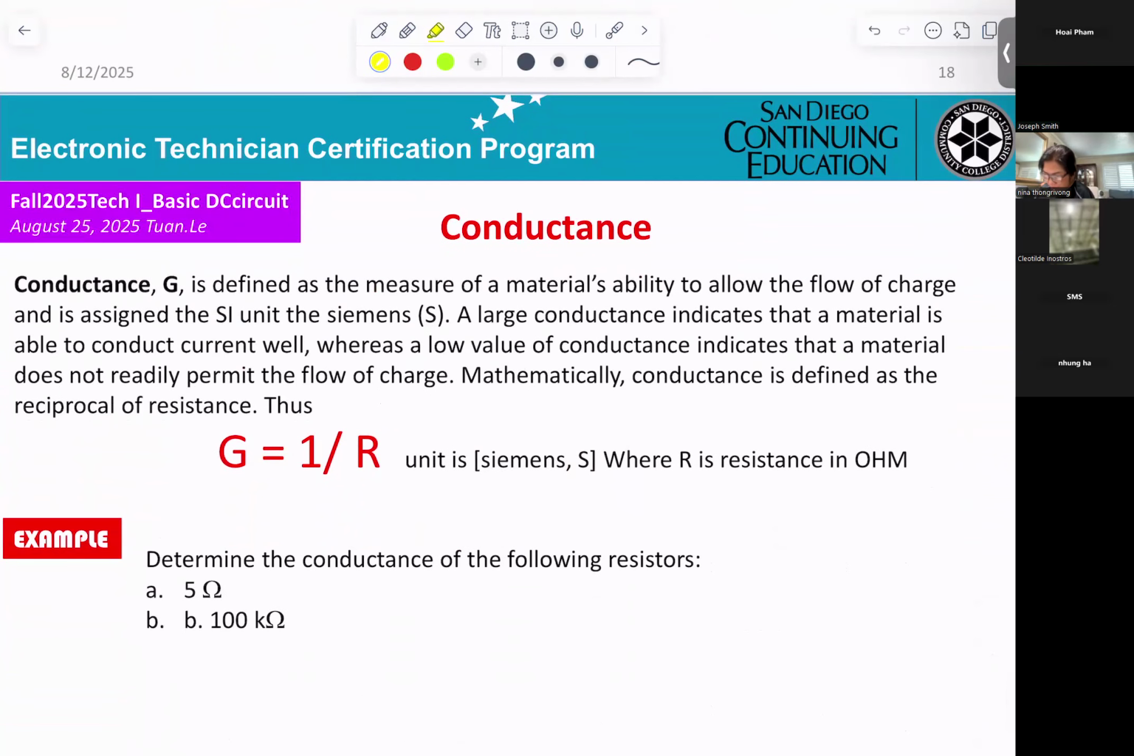Conductance is the opposite of resistance: G equals 1 over R. That means you get a conductance, easy for current flow. And the unit will be Siemens. Okay. They want to know, for example, the conductance of 5 ohm: G equals 1 over 5. The unit has to be Siemens.